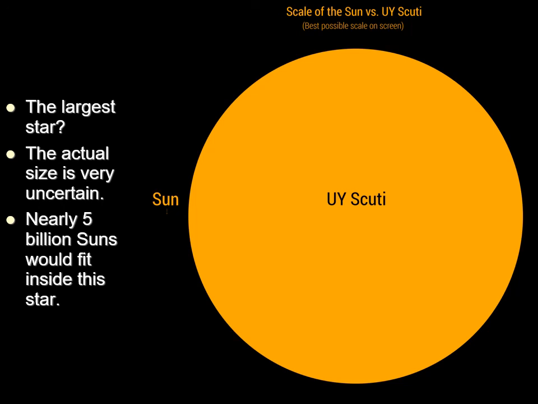Our best guess, depending on who you ask, is the star Scuti. And so there it is, drawn in scale to the sun, which is that pixel right there. And so this is our best possible scale that we can make on the screen here. But Scuti is probably one of the biggest stars that's out there, and it's so big you could fit 5 billion suns inside of it. And that's a pretty big star.